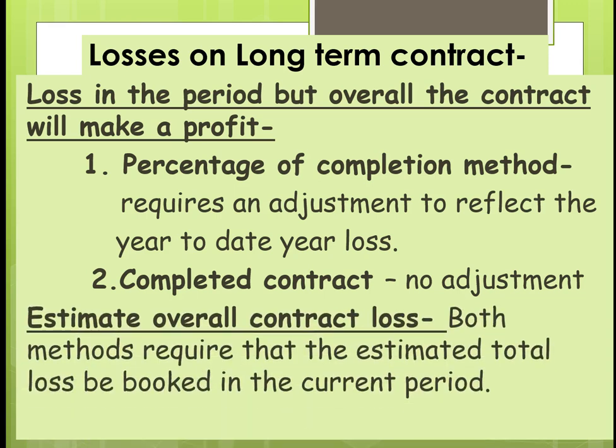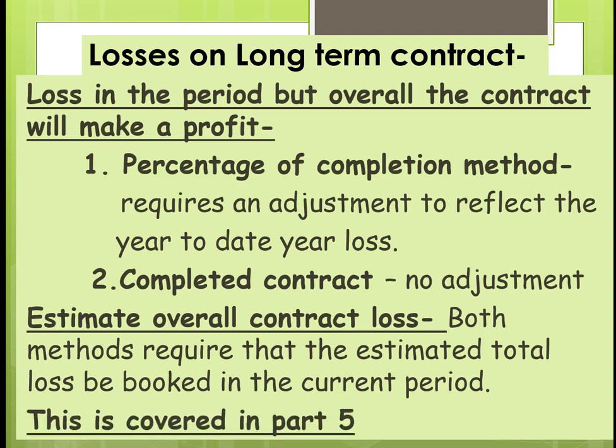But what if there is going to be an overall loss on the contract? Then for both of them, you have to book the loss in the period it occurs. But under completed contract, you still do not book the revenue till the last year. All you book is the loss for completed contract. This is covered in Part 5, which is the last part of this presentation on revenue recognition.